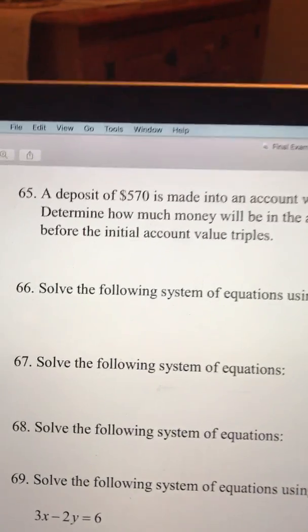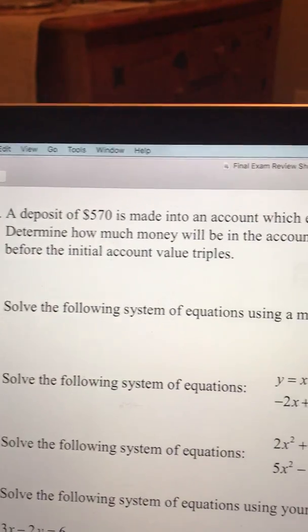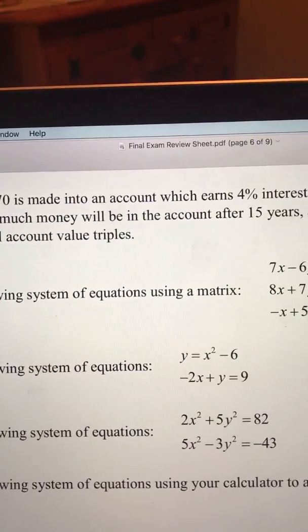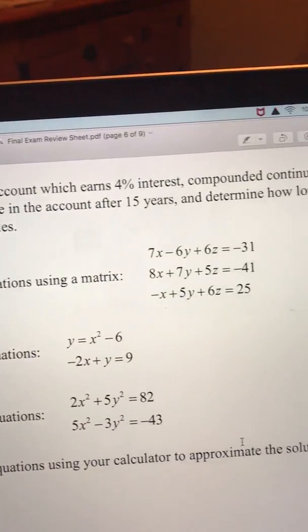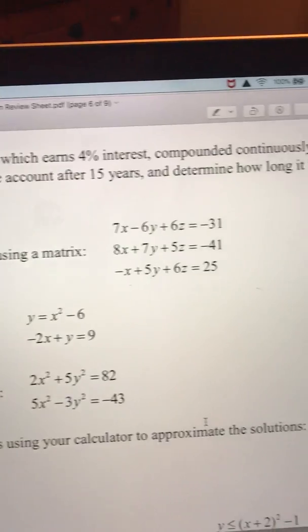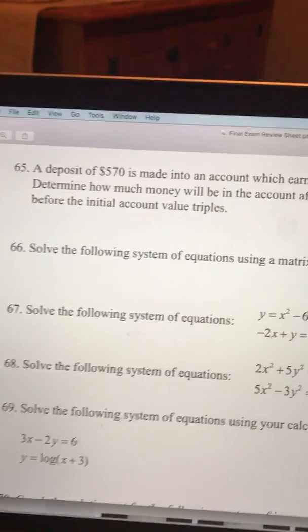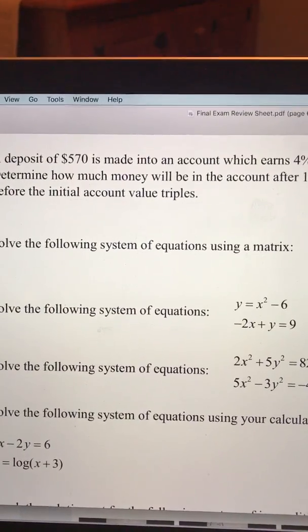Number 65. A deposit of $570 is made into an account which earns 4% interest compounded continuously. Determine how much money will be in the account after 15 years, and determine how long it will take before the initial account value triples.